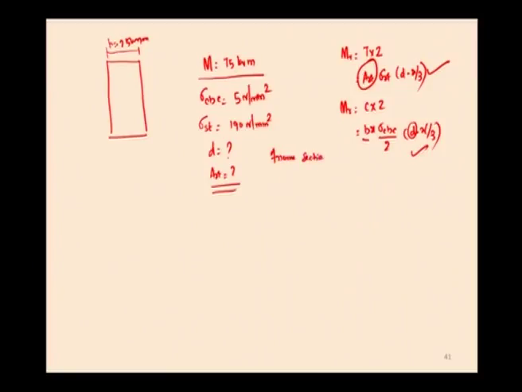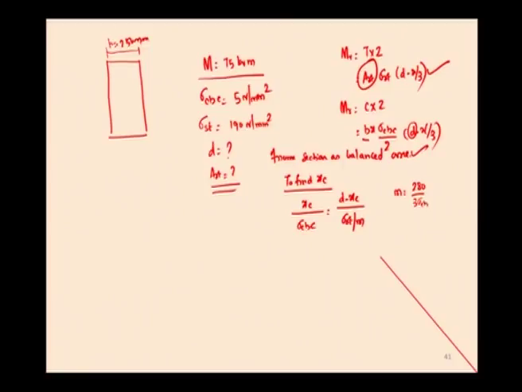Assume the section is balanced. To find XC, XC divided by sigma CBC is equal to d minus XC divided by sigma ST by m. m is given by 280 by 3 sigma CBC, that is equal to 18.66. So, XC divided by sigma CBC, which is 5, equals d minus XC divided by sigma ST by m, where sigma ST is 190 divided by 18.66. So, we have found XC in terms of d, here it is 0.89 d.